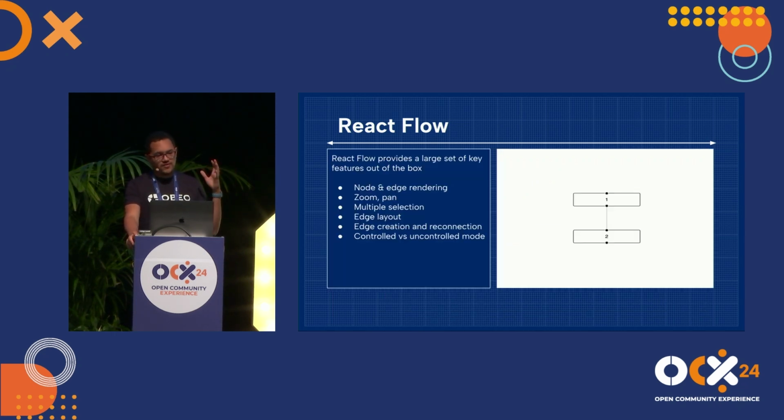Out of the box, you will have node and edge rendering with a nice layout for the edges, which was quite nice to have. You also have features like zooming, panning, and the ability to select one or multiple elements. It also provides the ability to create edges between the handles, the small black circles that you can see on the rectangle. And it can be used in one of 2 ways, in a controlled or uncontrolled mode. I'll get back to this later because it's quite important.